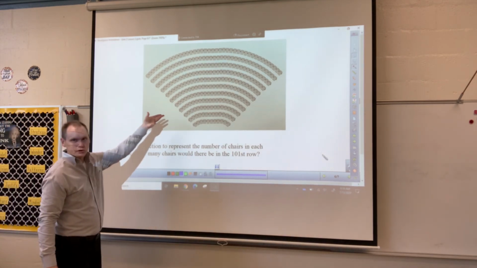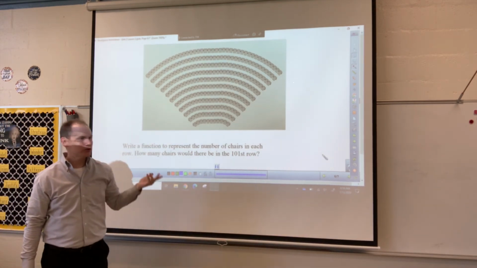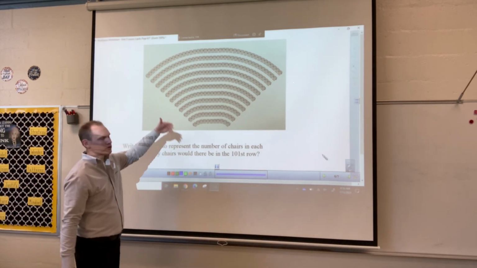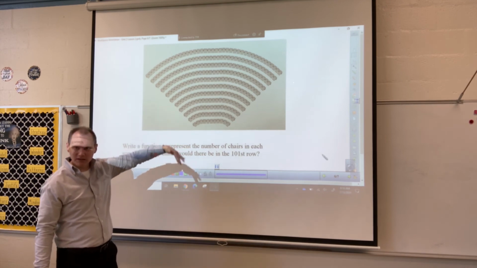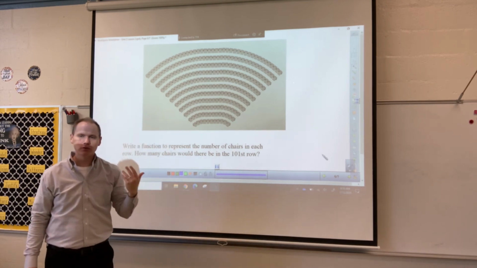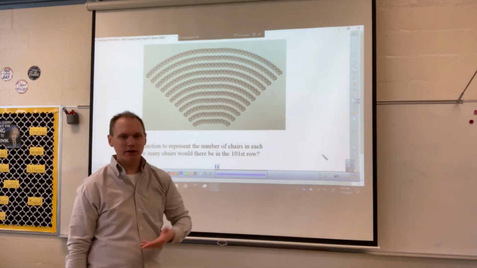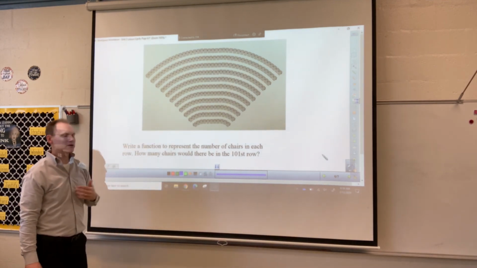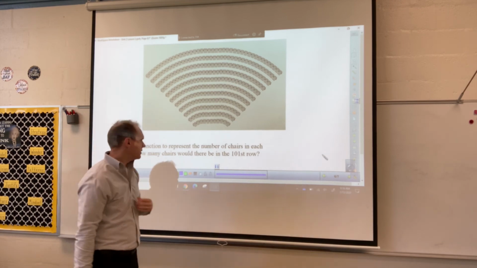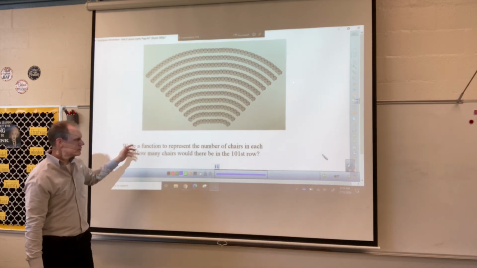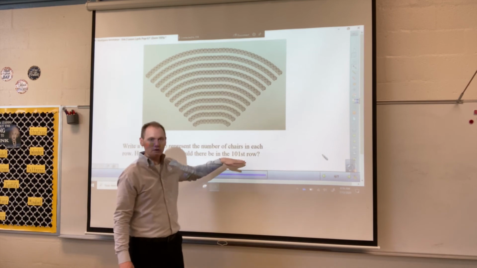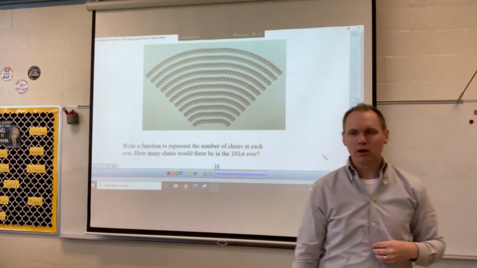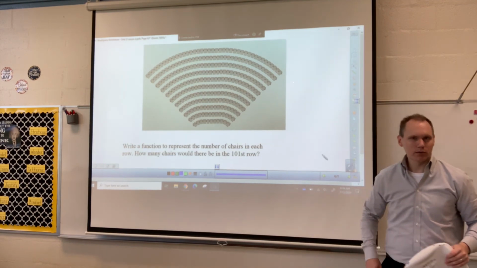So we've got an auditorium here, and the question is, how many chairs are in each row? And if we extend this out, is there a way to calculate how many chairs we would need for any row? So let's start out by trying to write a function to represent the number of chairs. And then once we've done that, let's see if we can use that to find out, if there's 101 rows, how many chairs would be in that last row, that 101st row?